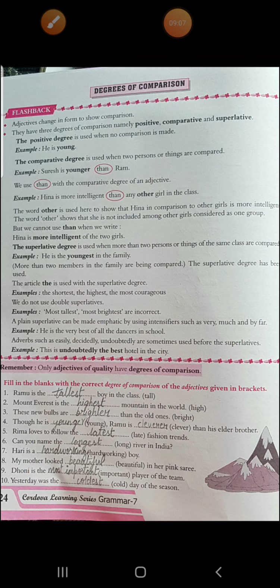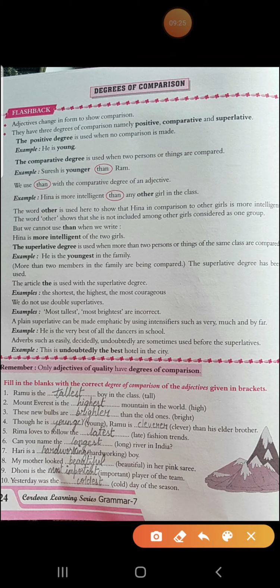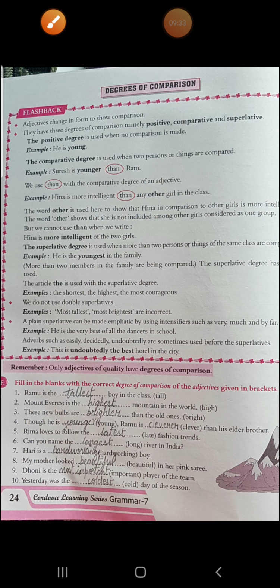See here. First of all, read the whole sentence. Though he is younger, Ramu is cleverer than his elder boy. So we are comparing he and Ramu. So we have to use the comparative degree. Here young becomes younger and clever becomes cleverer. You can see why we have used comparative degree. We are comparing two people and then is also there. So that is why comparative degree is used here.